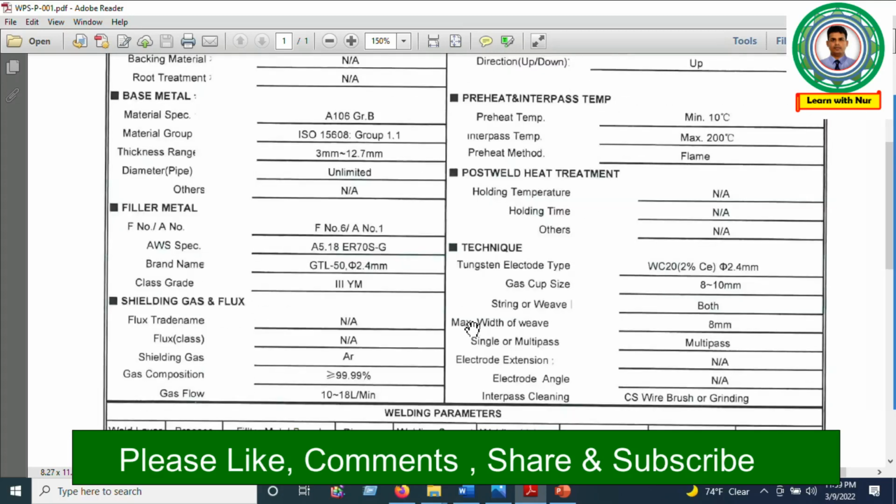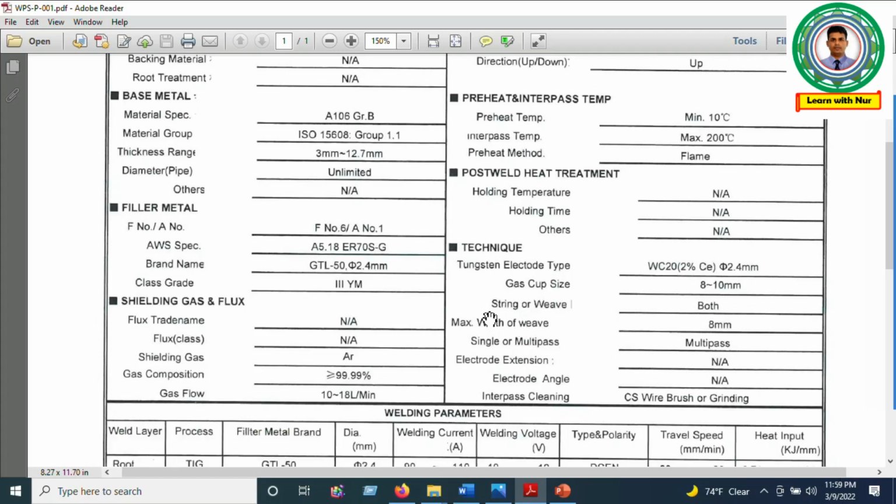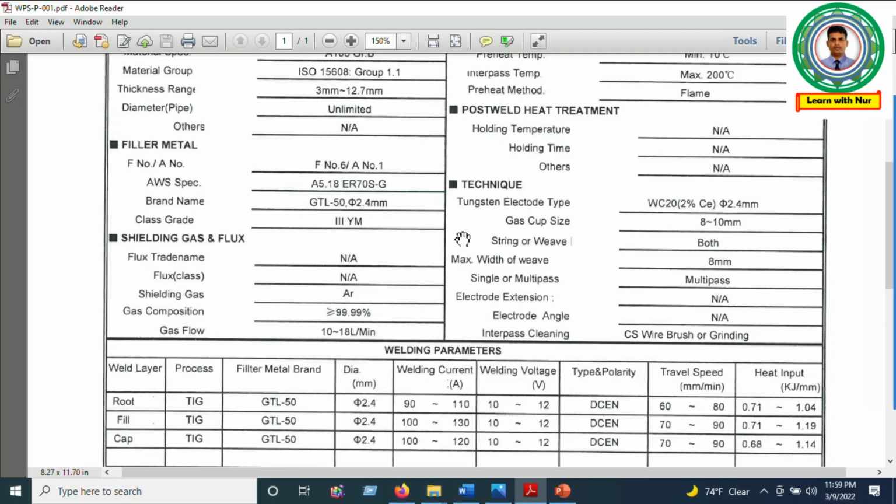Then technique, the technique we follow. The tungsten electrode type will be WC20, 2% cerium, and diameter 2.4 mm. Then gas cup size will be 8 to 10 mm. Stringer or weave, so what type of bead will be there, you can use both string or weave. Maximum width of weave, so if we do the weaving, then the maximum weave can be 8 mm.